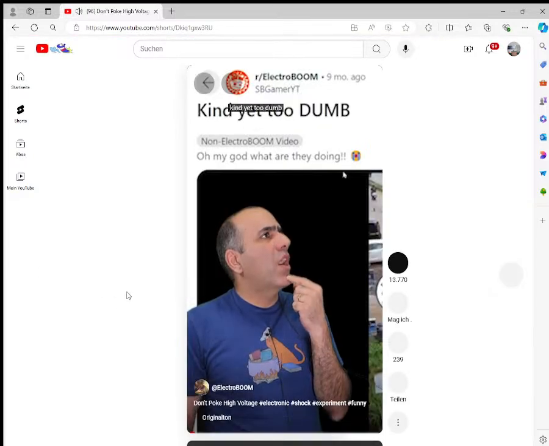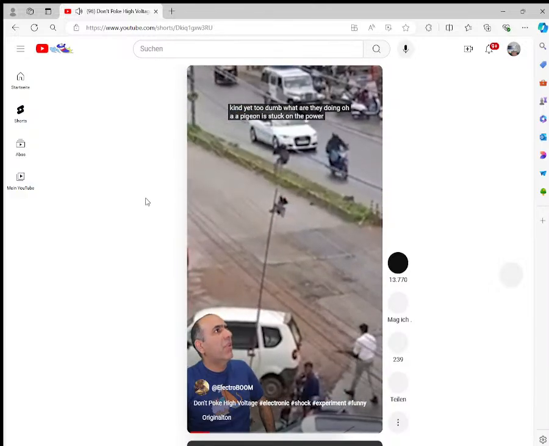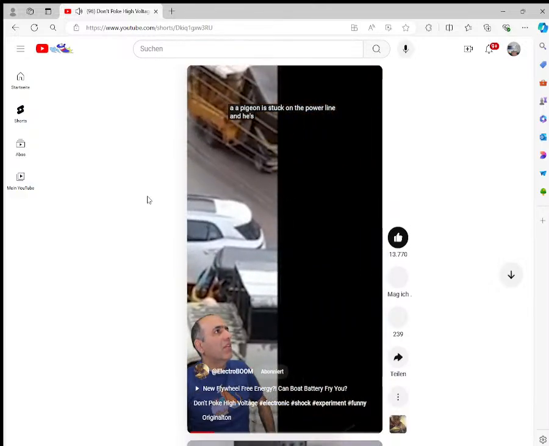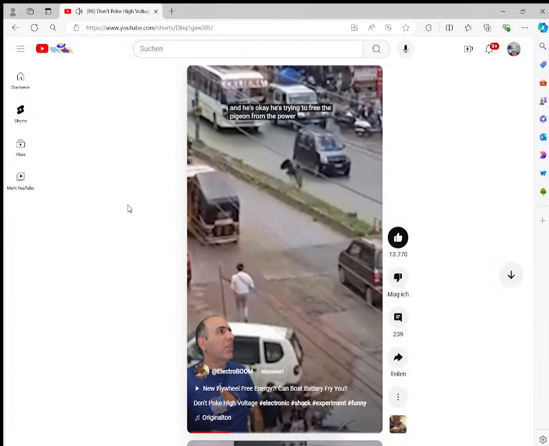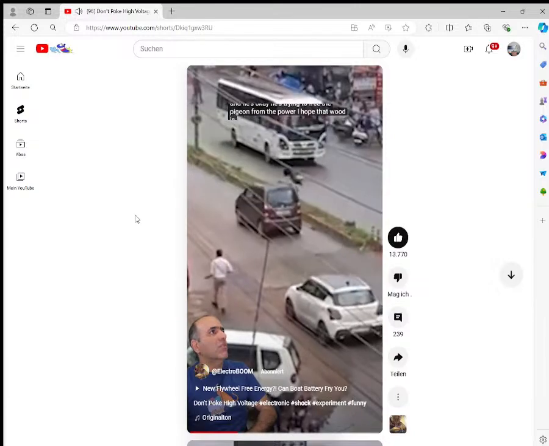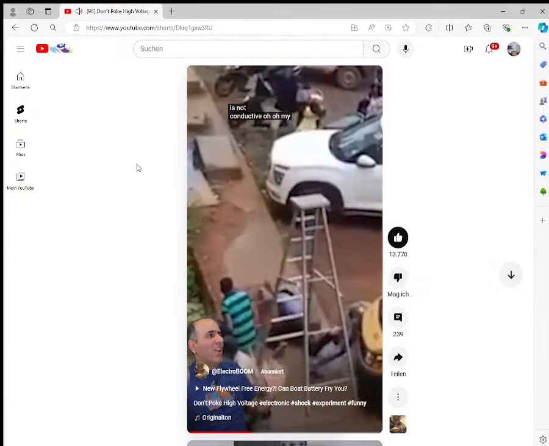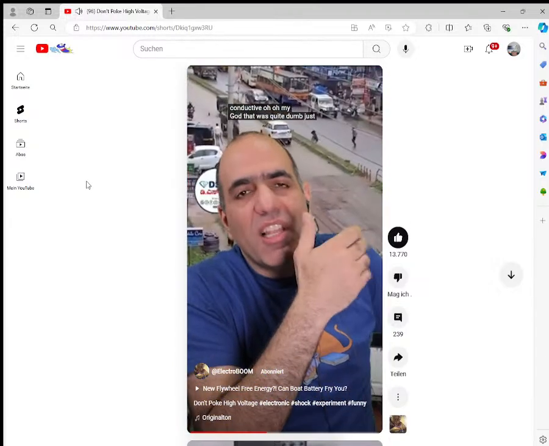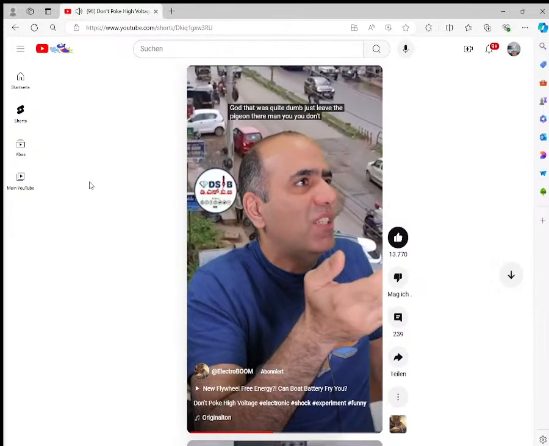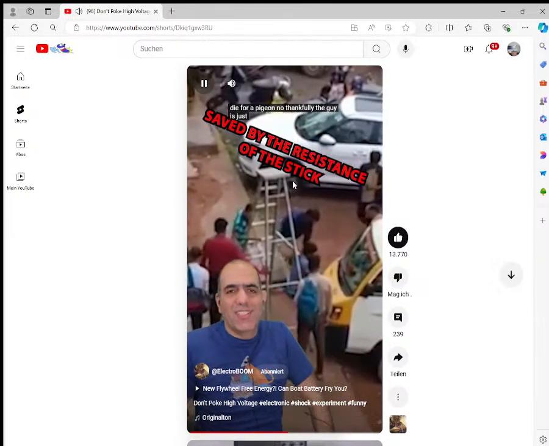Kind yet too dumb. What are they doing? Oh, a pigeon is stuck on the power line and he's trying to free the pigeon from the power. Oh, I hope that wood is not conductive. Oh my god. That was quite dumb. Oh, just leave the pigeon there, man. You don't need to die for a pigeon. No, thankfully the guy is just shaken.